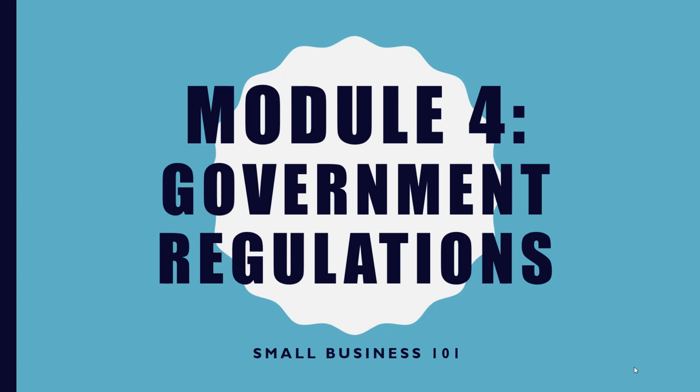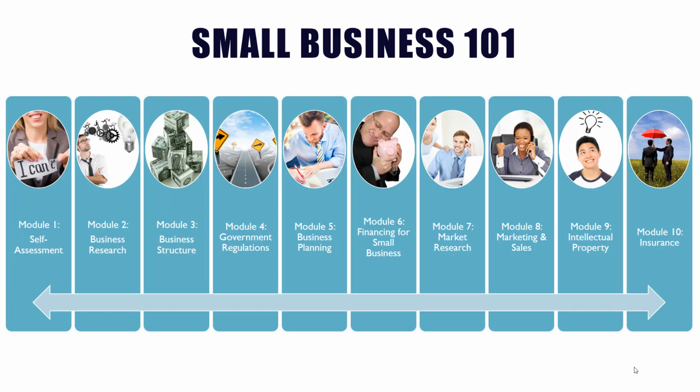This module is all about understanding the government regulations that are out there and ensuring that you understand which ones apply to your business to ensure that you are in compliance. With this module, you will protect yourself, your business, your employees, and your customers. This is the fourth module of 10 that complete the Small Business 101 webinar series.